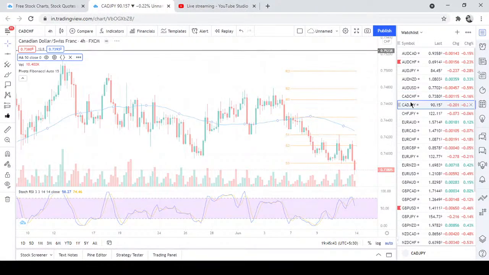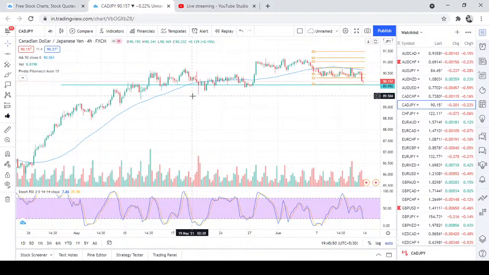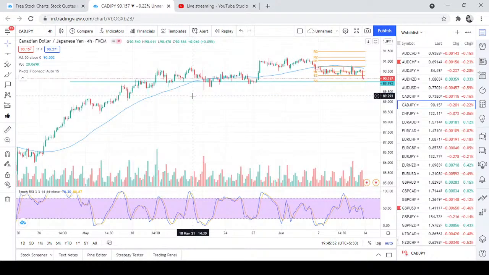CAD JPY. Let's switch to CAD JPY, CAD Japanese Yen. So what do we see here? Overall, the trend is towards the upside. The market is in an uptrend. So considering the overall trend of the market, we should look for buying opportunities mainly.